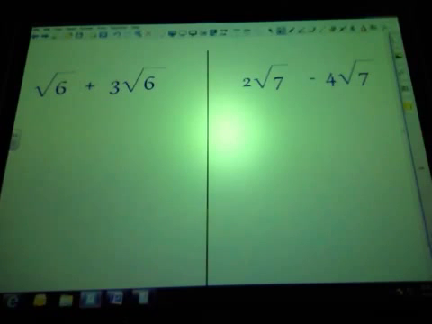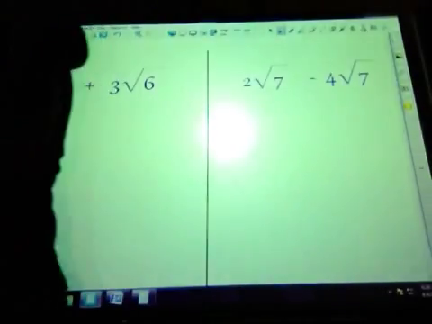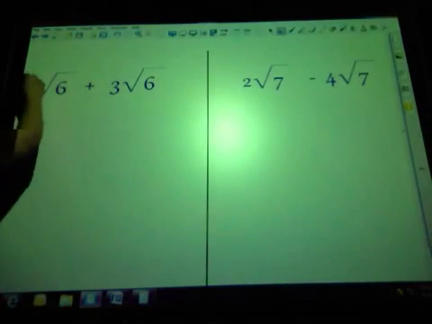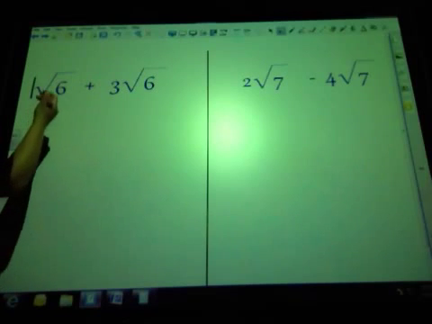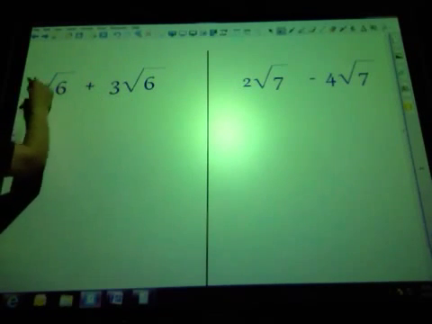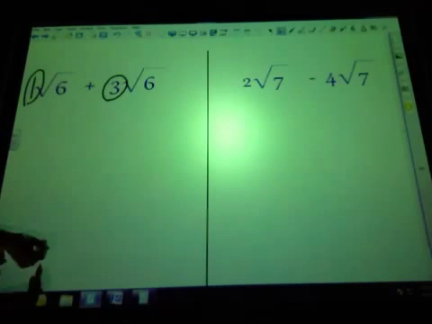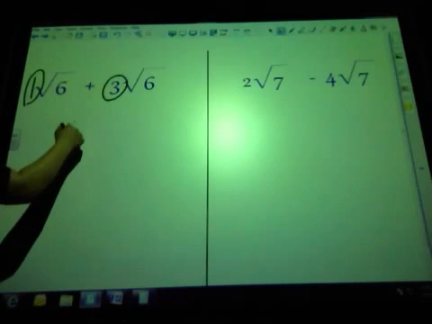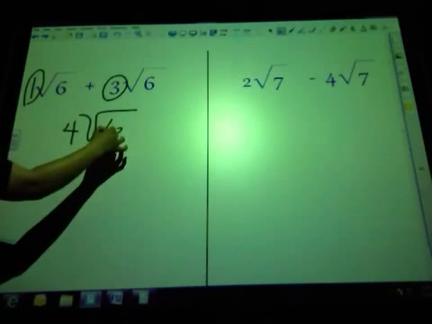Simplifying radicals is the same principle. On the left, we have square root of 6 plus 3 times the square root of 6. So we're just going to combine this. This first square root of 6 is just a 1. There's just one of them. So 1 times the square root of 6 plus 3 times the square root of 6. We just add the numbers that are out in front. 1 plus 3 is 4. And then our square root of 6 just stays square root of 6.